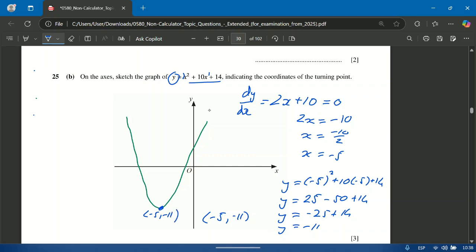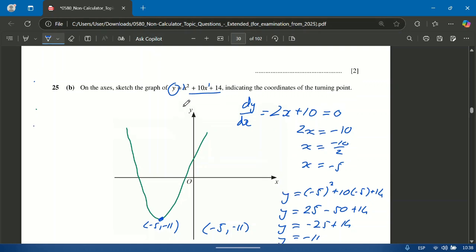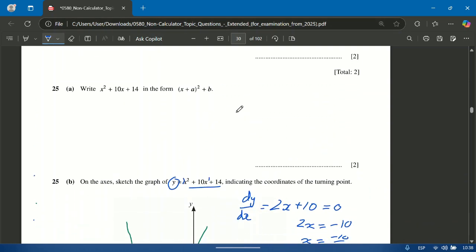But there's an easier way to do this, especially if you've done question 25a, completing the square. Remember, completing the square is, we write x, you halve that 10, which gives us 5, put the square there. Because when you expand these brackets, you've got x squared plus 10x plus 25, it means you need to subtract 25, and you have the answer: x plus 5 squared minus 11. That's written in that form.